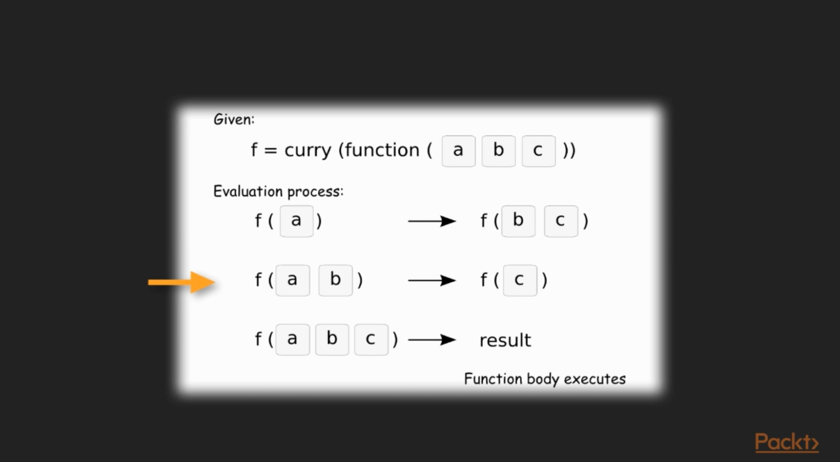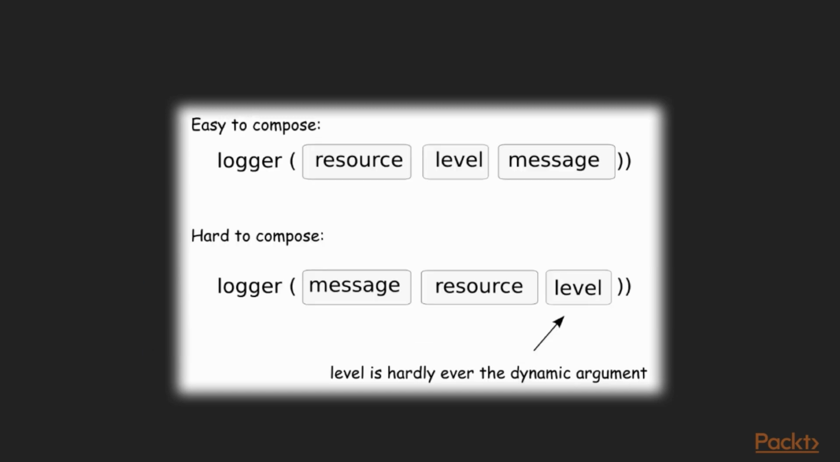In other words, with curry, you will never be able to invoke a function with a subset of the arguments. You will always have to pass all the arguments that it needs. And then as soon as you evaluate the function with a, b, and c, then the function actually runs and the body executes. Just like with partial, one very important aspect to take into account when currying functions is the ease with which a function can compose.